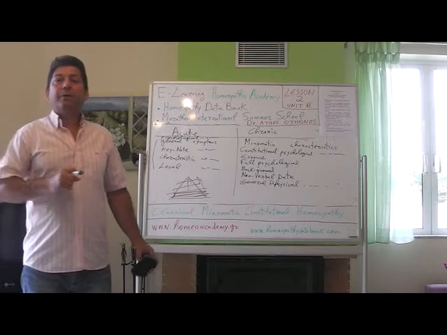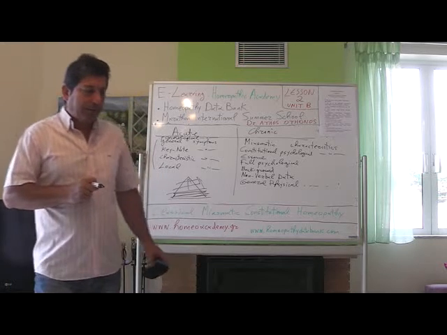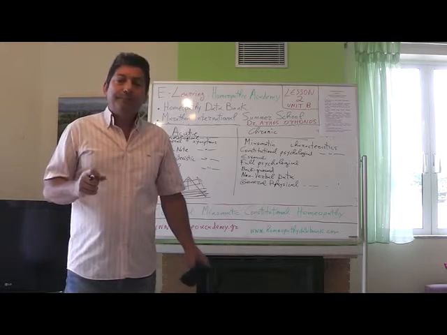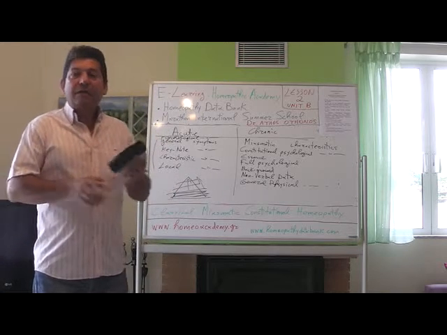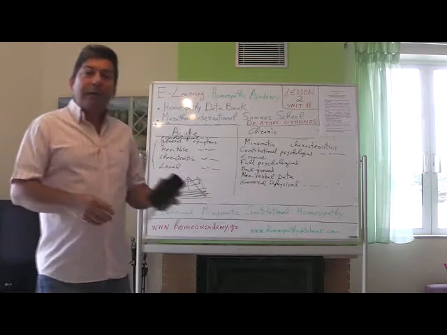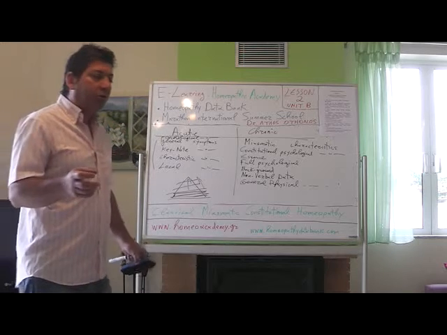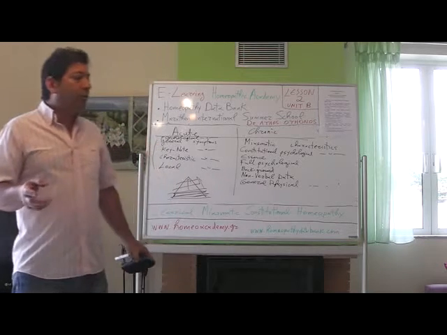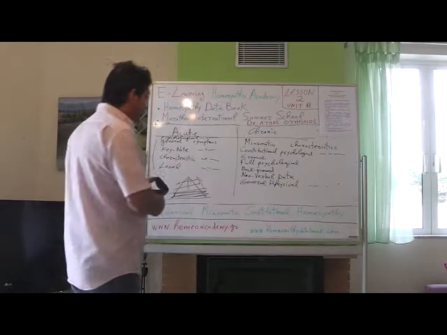That is, the first repertory was created. And after that, there was a split up. Kent, in his introduction to the repertory, talks about two methods.